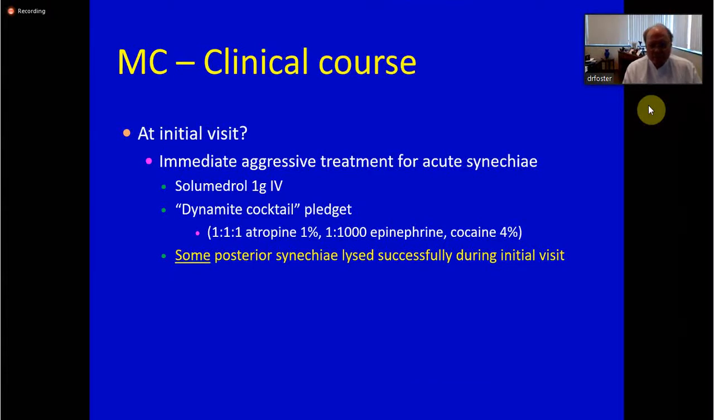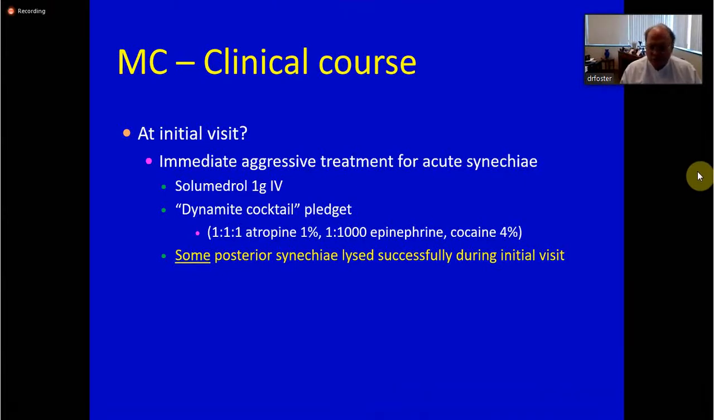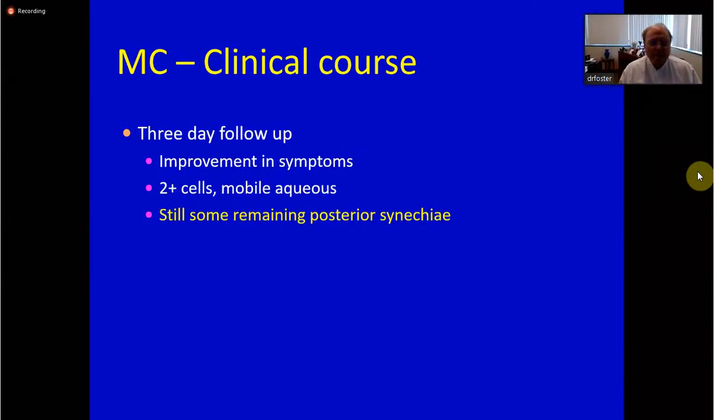I treated him with intravenous Solu-Medrol, 1 gram, and I gave him my so-called dynamite cocktail, which is a mixture of atropine and epinephrine and cocaine. Some of the synechiae were lysed during that visit. I put him on industrial strength steroids, prednisone by mouth, difluprednate every 2 hours while awake, and atropine. And I got a rheumatologist consult. I did some supplemental blood work myself and saw him 3 days later.